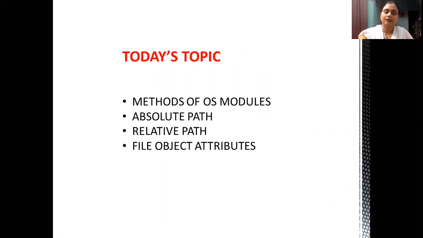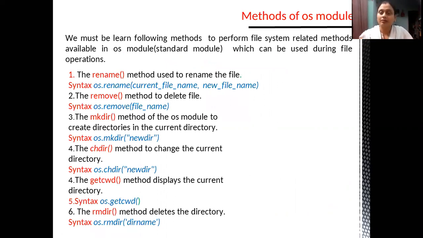Now start. The first one is methods of OS module. This module name is OS, it means operating system. Then we learn about the predefined methods and functions of the OS module. These perform the file system related methods available. It means it is inbuilt in the OS module. All the methods and functions are related to file management. Because file management is a task of the operating system, that's why it is a method of the OS module.